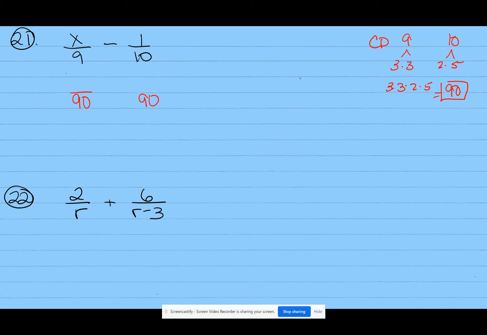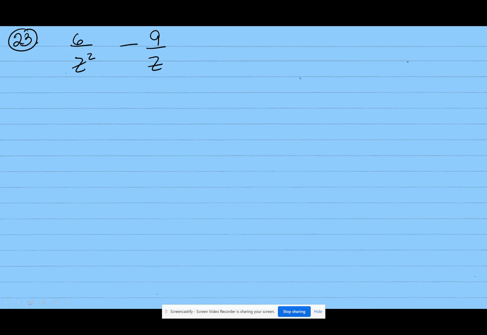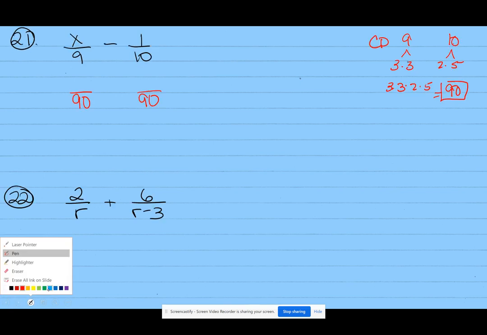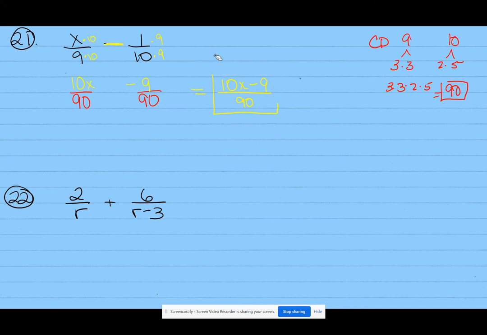Now I'm going to change the numerators. So now the first one, I had to multiply it by 10 to get 90. So I'm going to multiply this numerator by the same thing. So that'll be 10x. The second fraction, I have to multiply it by 9 to get 90. I have to multiply the numerator by the same thing, and that'll be negative 9. Because that negative stays with that 1. And so now when I put them together, I just have 10x minus 9 over 90. That's my answer. I didn't really add them, but I did put them together.